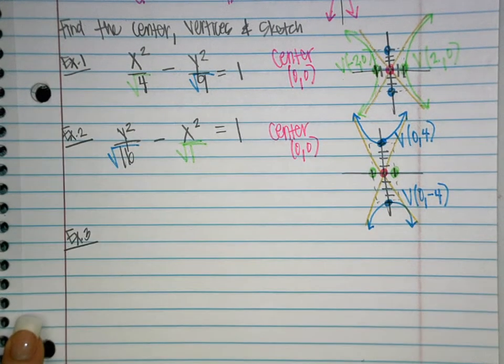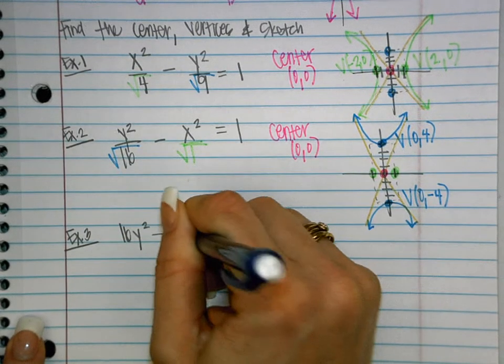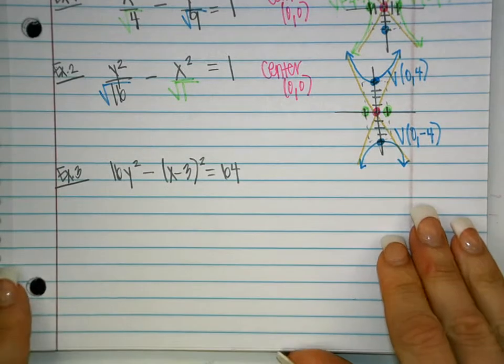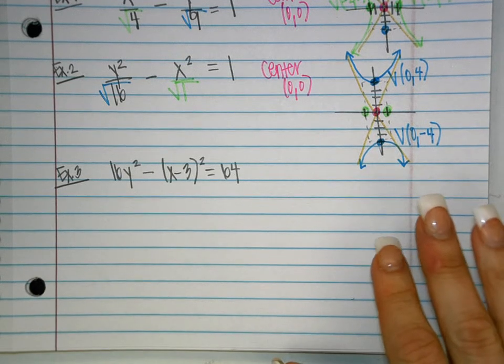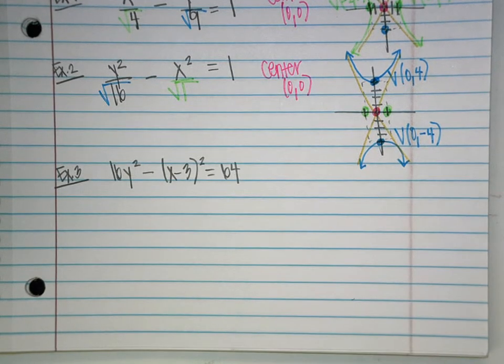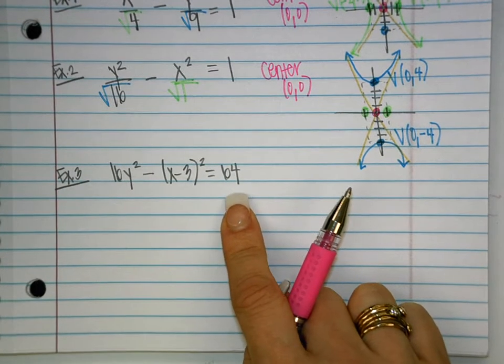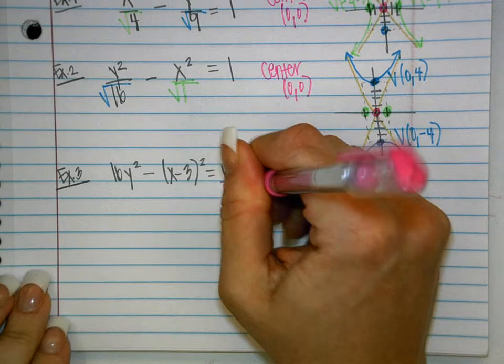Again, I want you to find the center, vertices, and sketch of 16y squared minus (x minus 3) squared equals 64. First thing you see here is what? What's wrong with this equation? There's no denominators, and it's equal to 64. I need this to be equal to 1. So how am I going to get it equal to 1? What do I do with the 64? Divide every single part by 64.